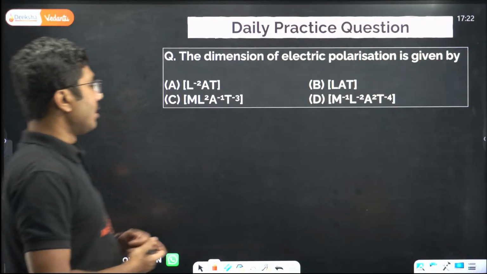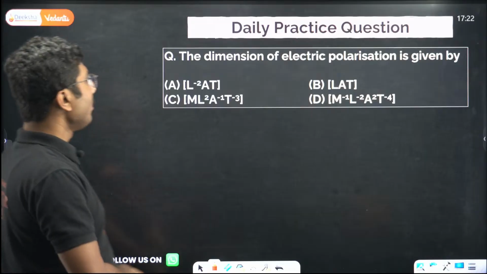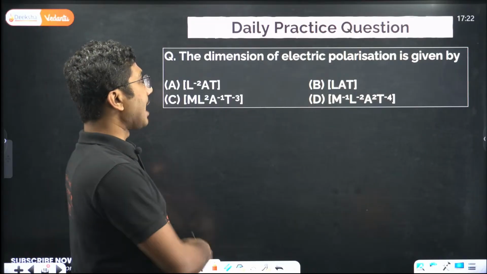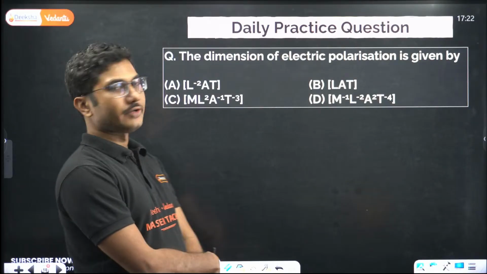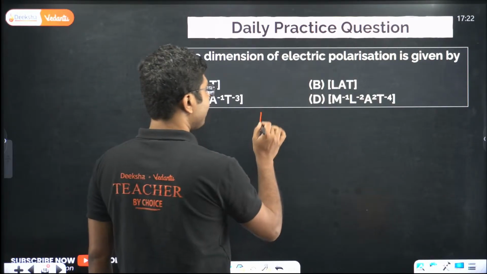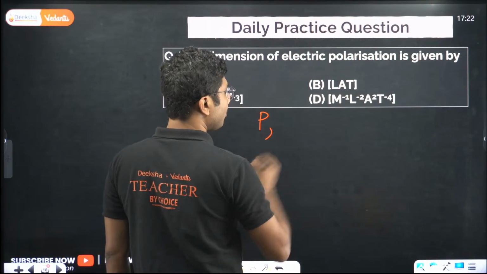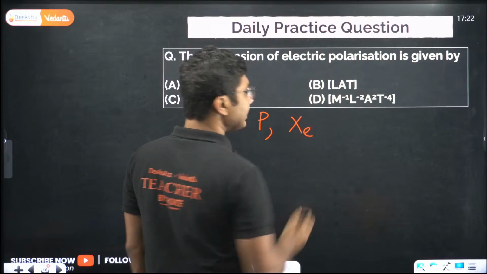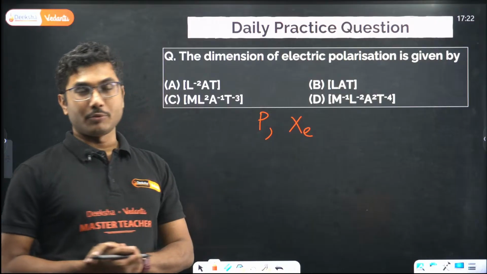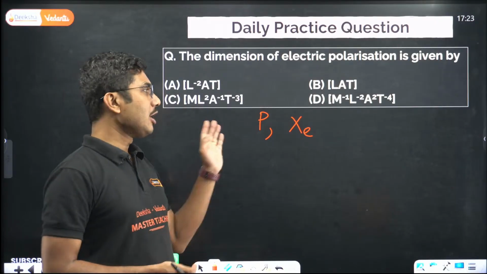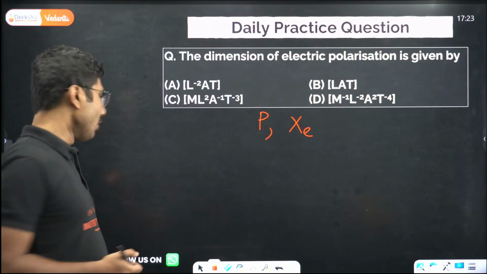Okay, now basically this is the end of this lecture. Now let me give you some practice questions. This is the first practice question. The dimension of electric polarization is given by? Try to figure out what is the dimension of electric polarization. Very interesting. We have purposefully not discussed the dimension of electric polarization and the dimension of electric susceptibility. Try to find them out. It will be interesting. Both are important. Try to find them and mention in the comments what will be the dimension of these two quantities.